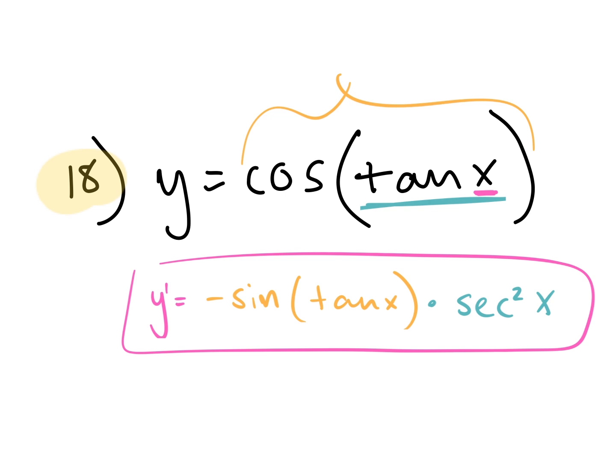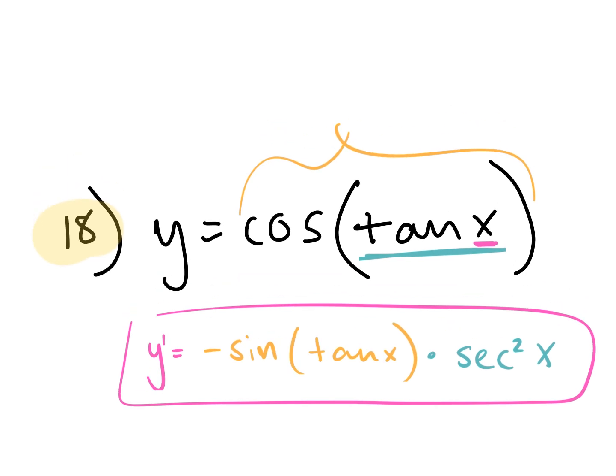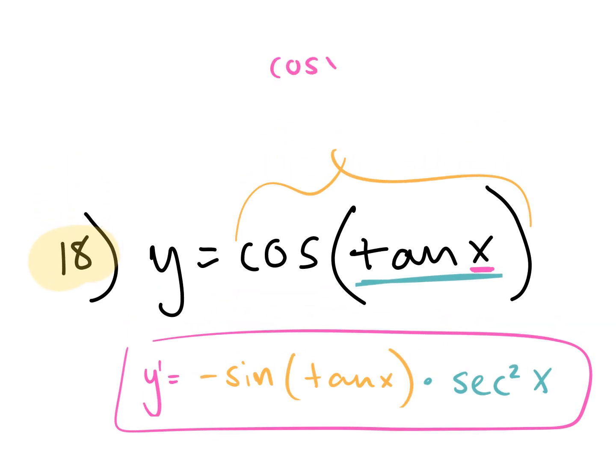Yes. It'd be different if this was cosine of x times tangent of x. This would be the product rule. But here we're taking the cosine of the tangent of x. So because it's in that parentheses, that's what we're taking the cosine of. It's the chain rule.